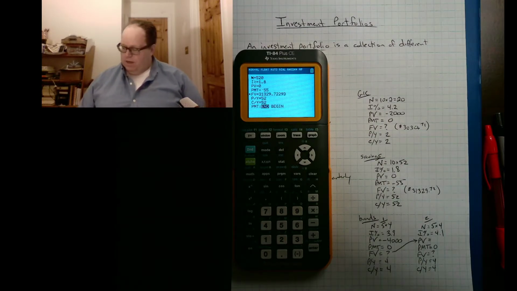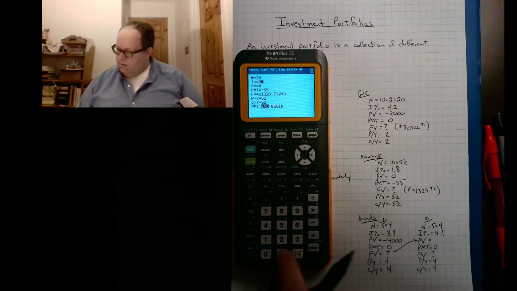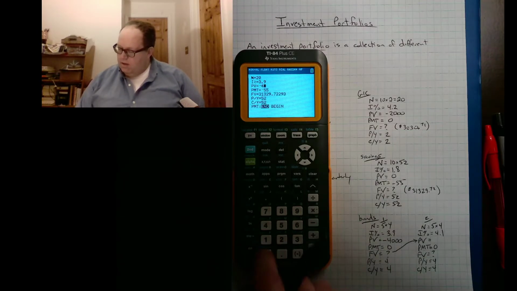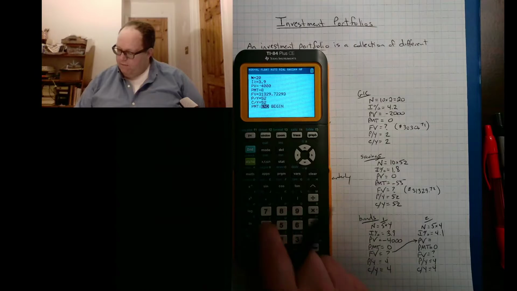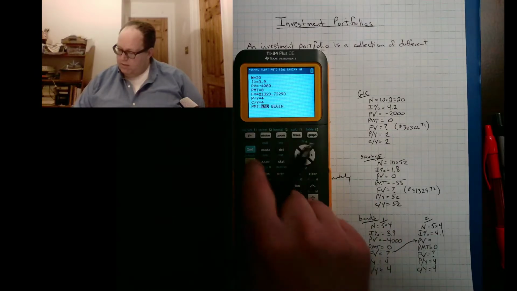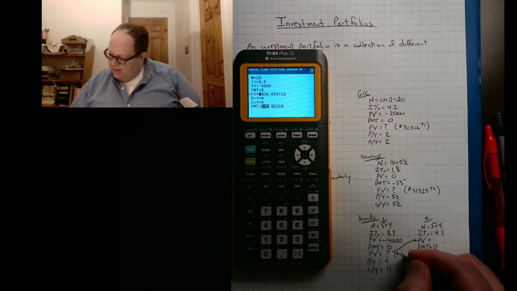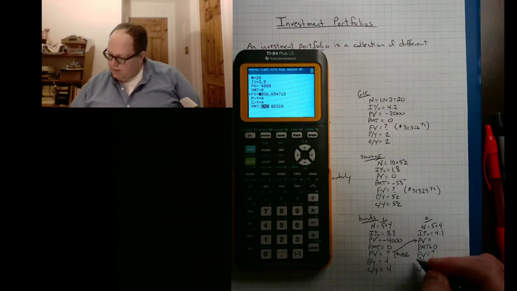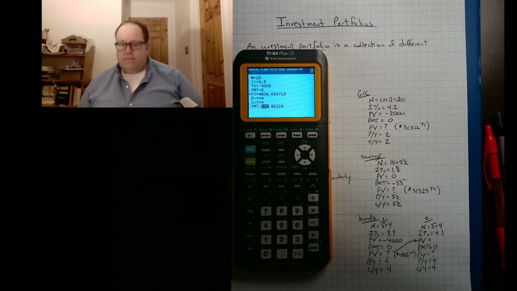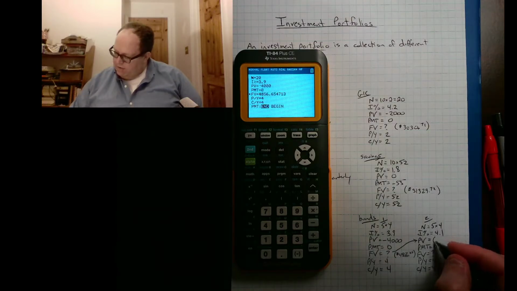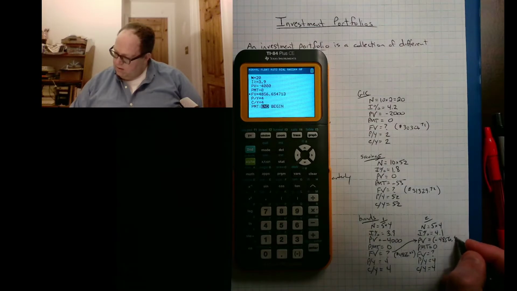Lastly, we move down to the bonds. The first bond, 5 years quarterly, so 20 periods involved, 3.9% interest, principal amount of $4,000 with no regular payments, and 4 periods per year, gives us a future value of $4,856.65. But that amount is now what's going to be invested in bond number 2, $4,856.65.